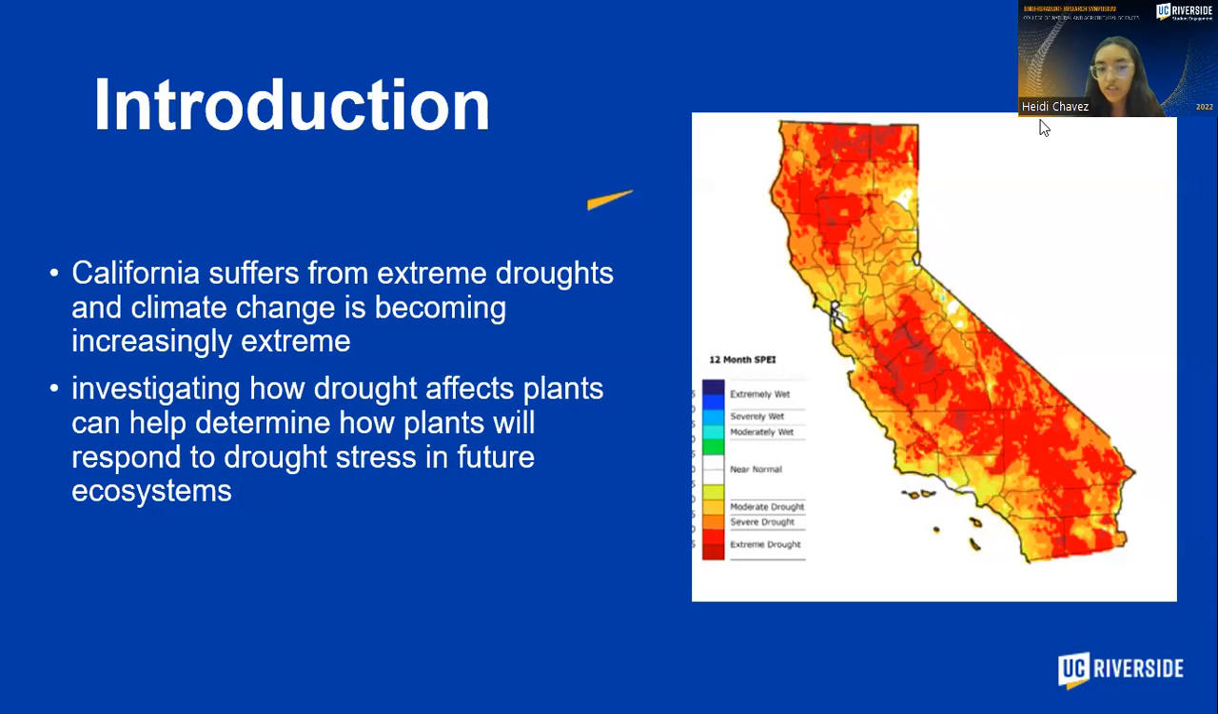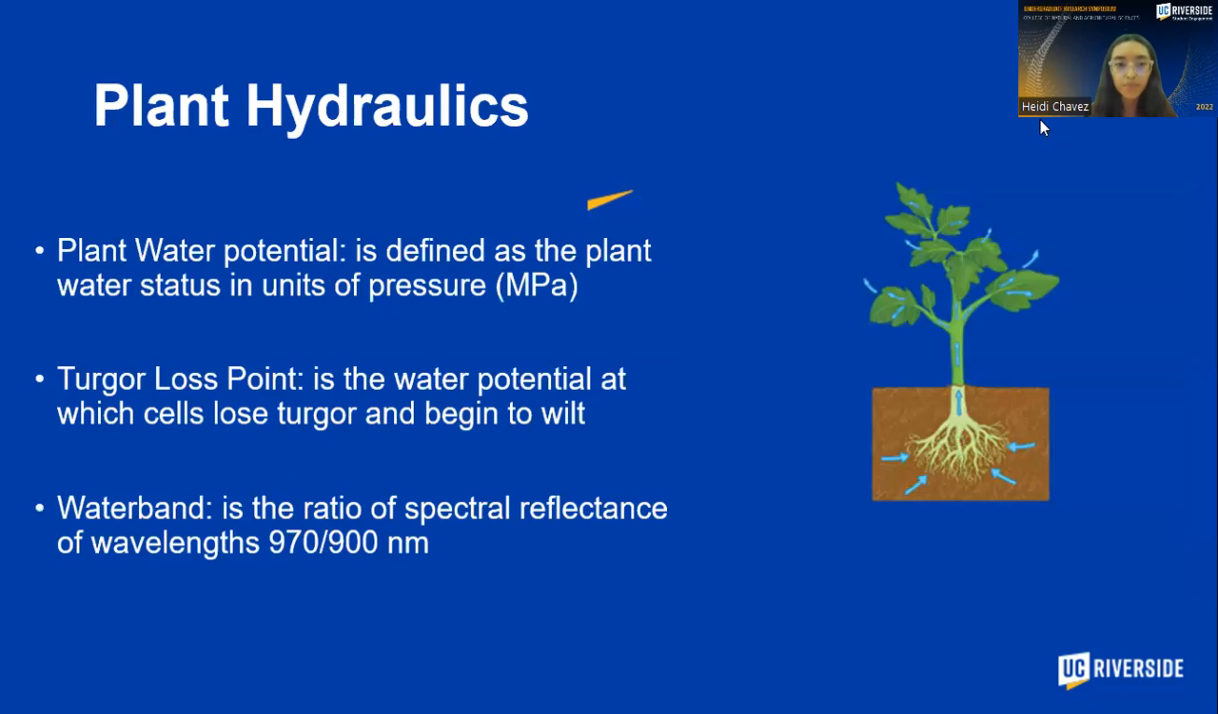And with climate change impact becoming even more extreme in California, this is something we need to look at. By investigating how drought will affect plants, researchers can help determine how different plant species will respond to drought stress in future ecosystems as the droughts in California get more extreme.